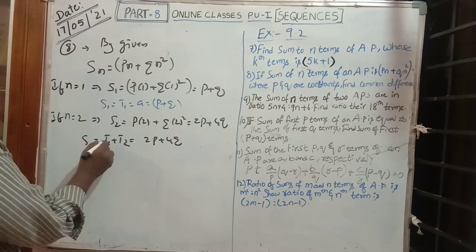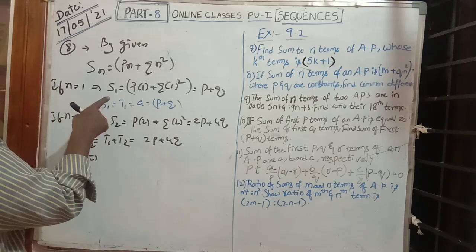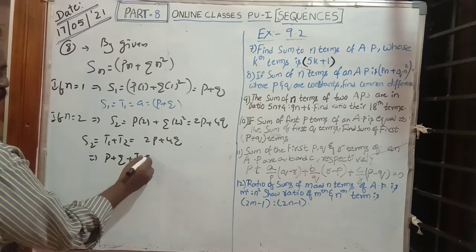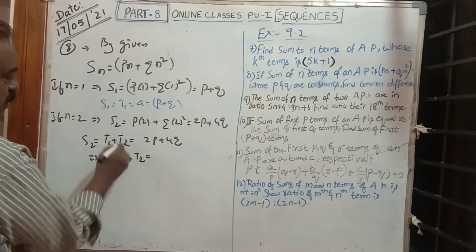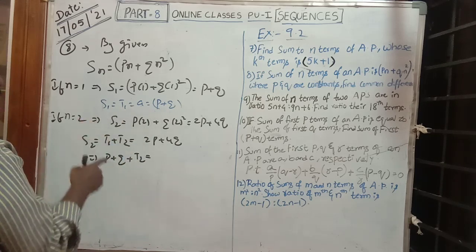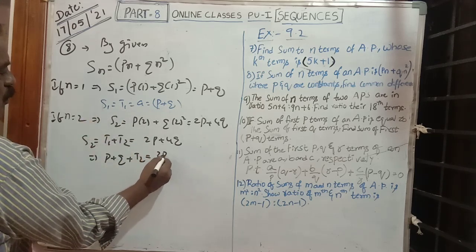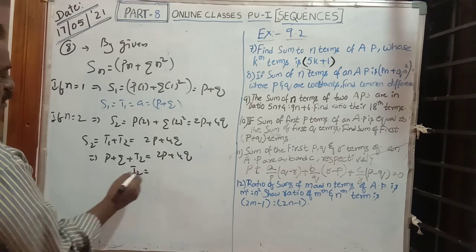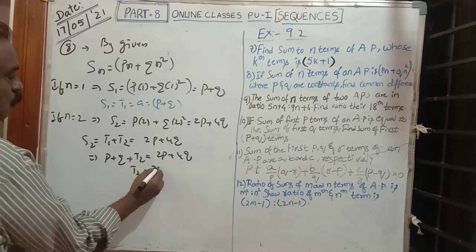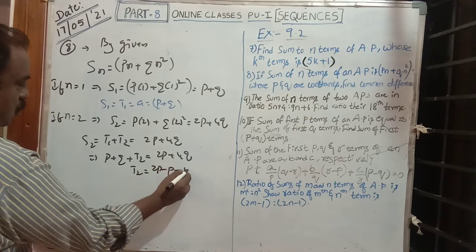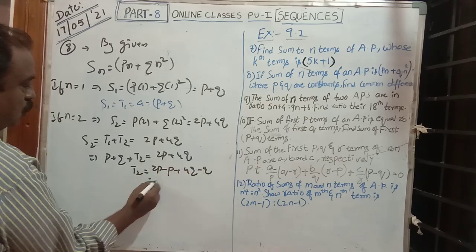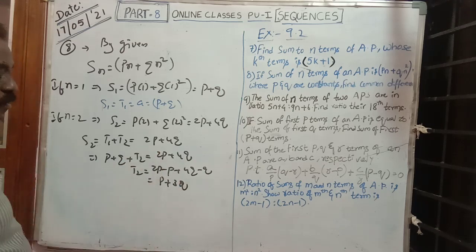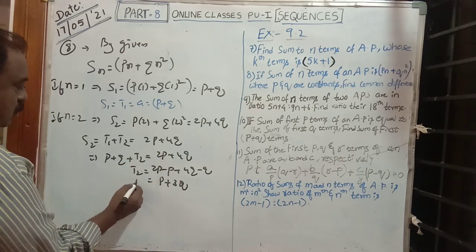But here, what is T1? T1 is S1, which is A, that is P plus Q. And T1 plus T2 is 2P plus 4Q. So what is T2? 2P minus P, 4Q minus Q, that is P plus 3Q.